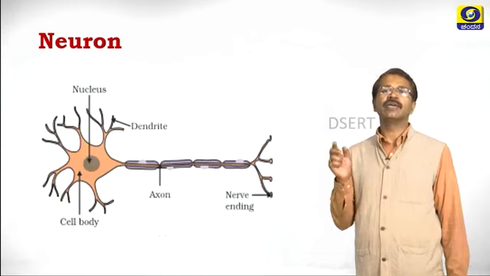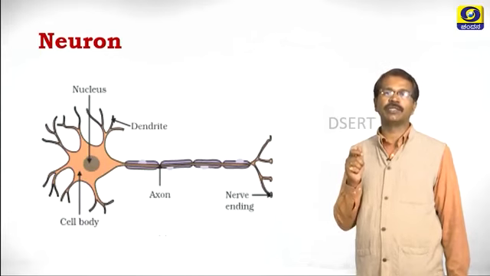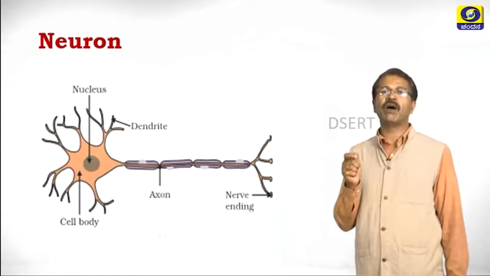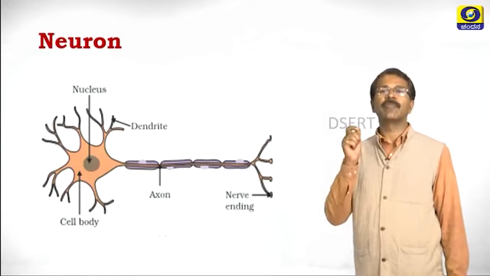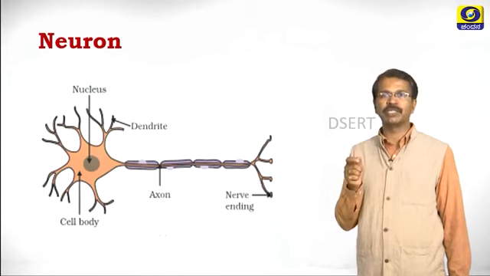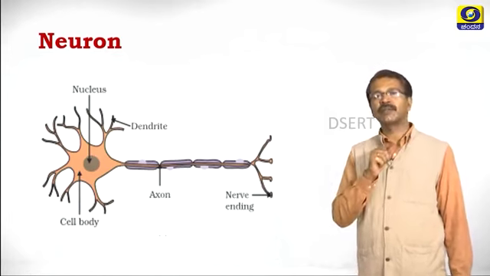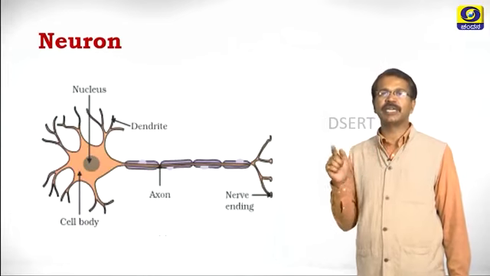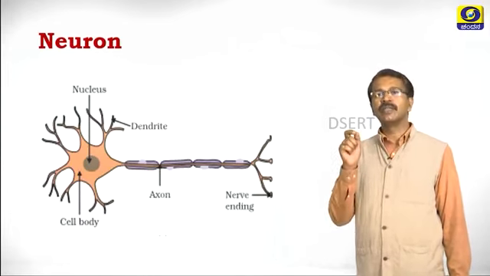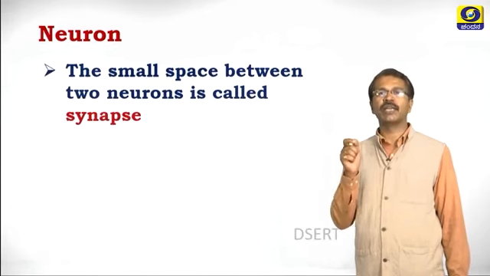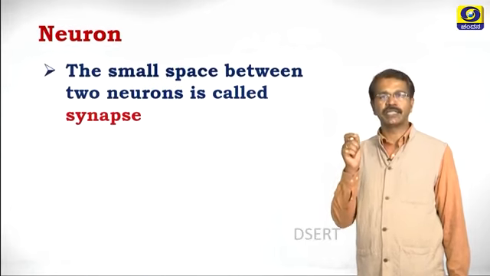It is actually the exchange of ions that occurs in the neuron cell. Thus, by way of electrical impulse, the message or information which is received from the previous cell is transmitted. Now, as I said, there will be a small gap between each neuron cell. That small gap we call a synapse.